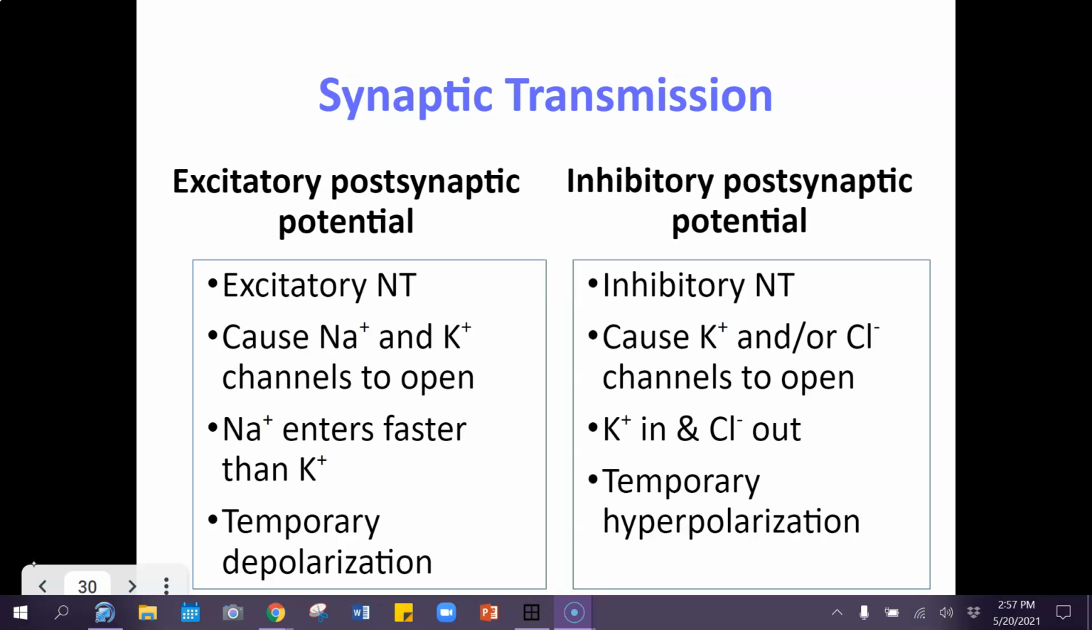And it can cause chloride channels to open, allowing chloride to enter from the extracellular fluid into the cell. Both of these things are going to cause the membrane potential to become more negative, and it's going to cause a temporary hyperpolarization. And so if you've got positive potassium flowing out of the cell and you have negative chloride flowing into the cell, well, that's just going to drive our membrane potential to be more negative.